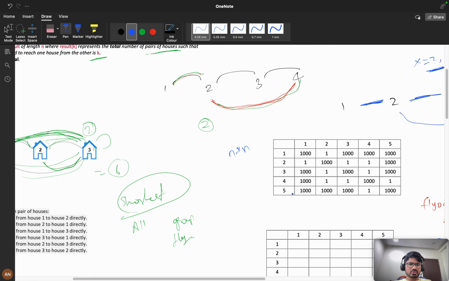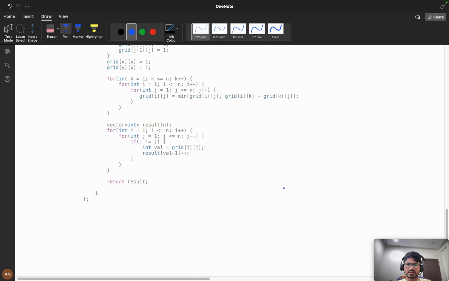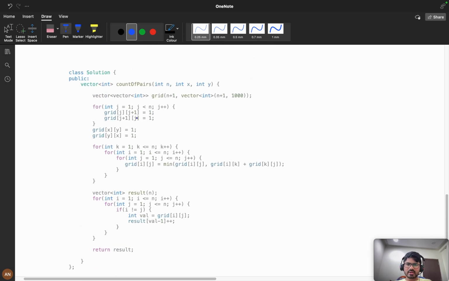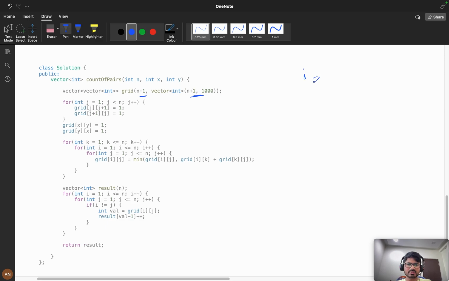I think you have got it, so you can watch that algorithm as well. Now let's see the coding part. Now we are filling for i and j, n plus 1, n plus 1, and for every node we are iterating, and for i and i plus 1 there is an edge, j and j plus 1. So j and j plus 1 equals 1, and j plus 1 to j also there is an edge, we are making 1, and x to y and y to x we have ones.